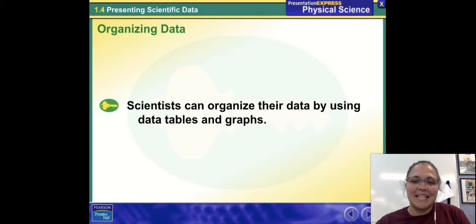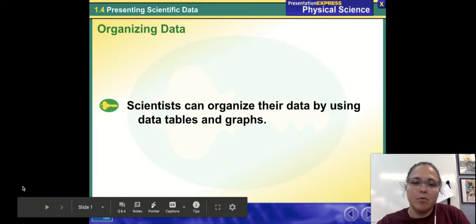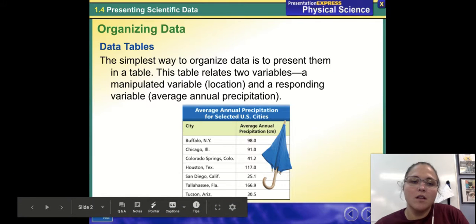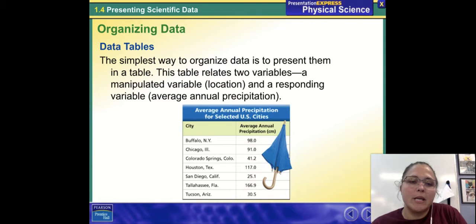1.4, presenting scientific data. Scientists can organize their data by using data tables and graphs. Data tables. The simplest way to organize data is to present them in a table. This table relates two variables, a manipulated variable, which would be the location, and a responding variable, which would be the average annual precipitation.